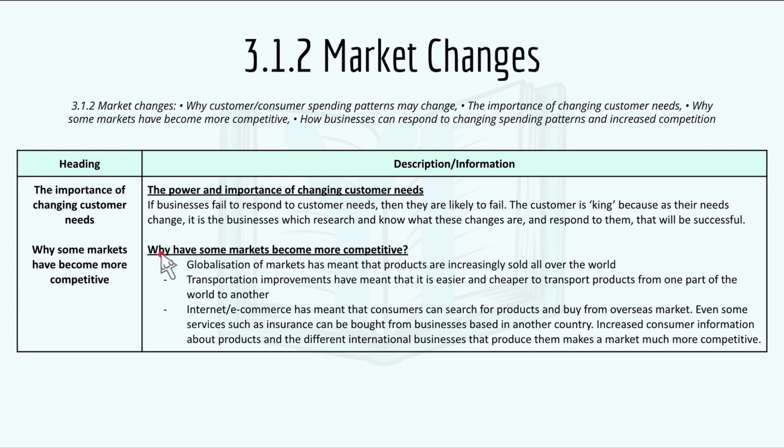And why have some markets become competitive? Globalization of markets has meant that products are increasingly sold all over the world, and globalization is basically when a company sets up factories or industry worldwide. Transportation improvements have meant that it is easier and cheaper to transport products from one part of the world to another. And the internet or e-commerce has meant that consumers can search for products and buy from overseas markets using Google or any website. Even some services such as insurance can be bought from businesses based in another country, and increased consumer information about products and the different international businesses that produce them makes a market much more competitive.